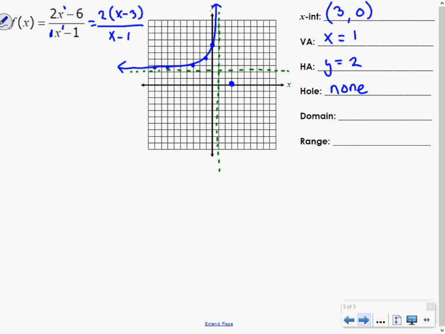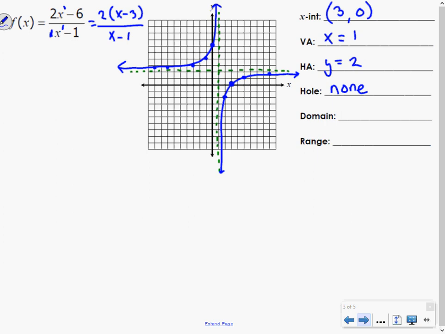We've got (2, -2). We already have our x-intercept, (5, 1). And then I'm going to do (9, 1.5). So here is our final graph, hugging along those asymptotes.